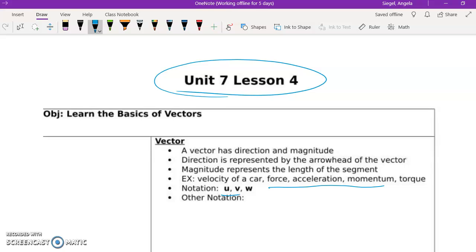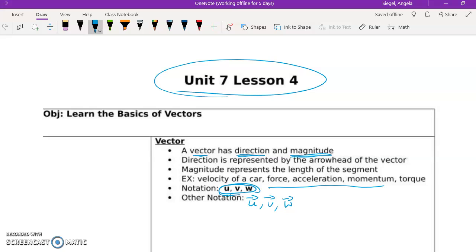It's notated in bold letters, but when we're doing our homework, we can't really bold our letters, so a lot of people just put an arrow above it, and that is representative of a vector. A vector has both a direction and a magnitude. A lot of this is going to feel familiar to you, and a lot of it is going to be new as well.